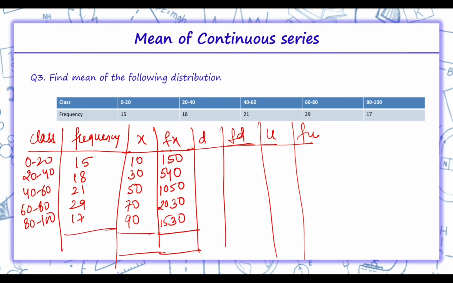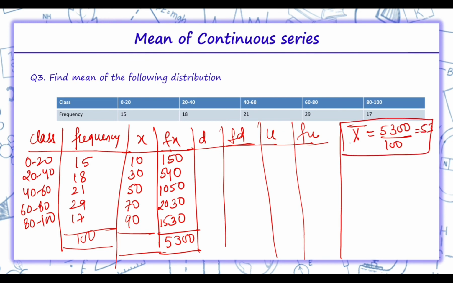So now we will calculate summation f. Summation fx over here is 5300 and summation f is 100. So now we will calculate mean by direct method. For direct method, the formula is summation fx upon summation f. So mean will be 5300 by 100, which is 53. This is how we calculated mean by direct method.